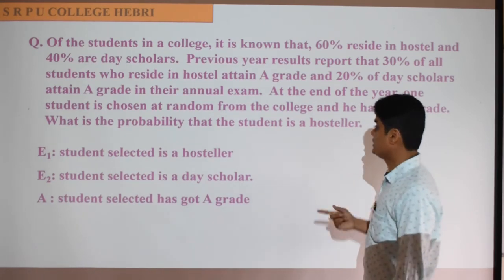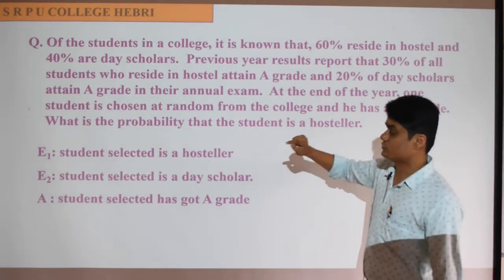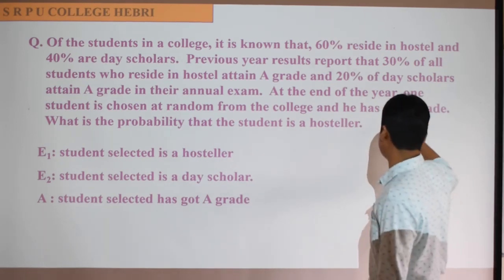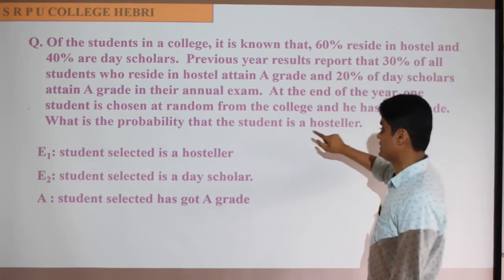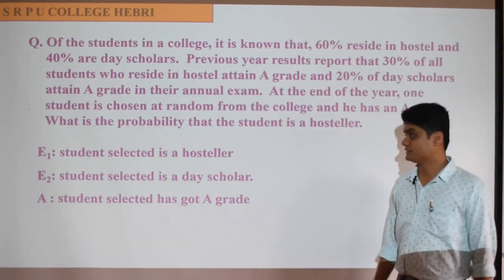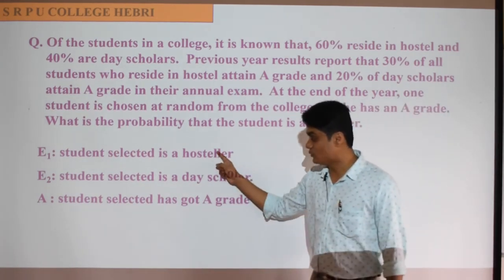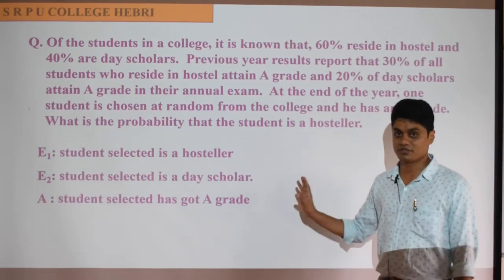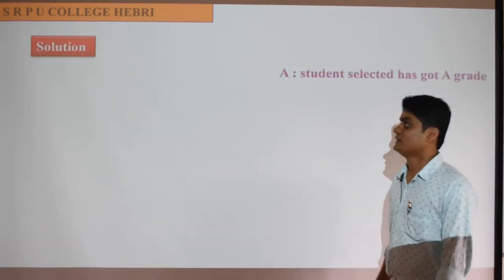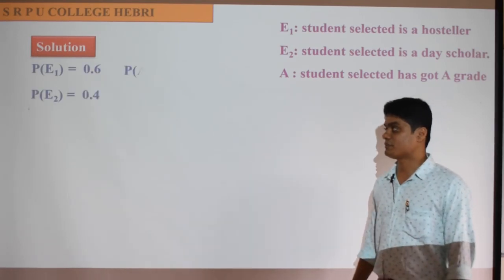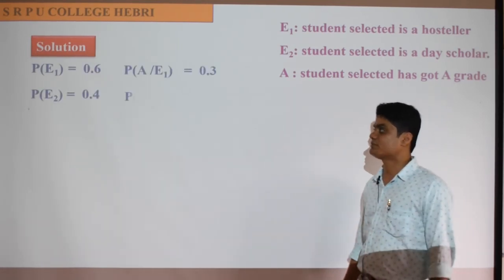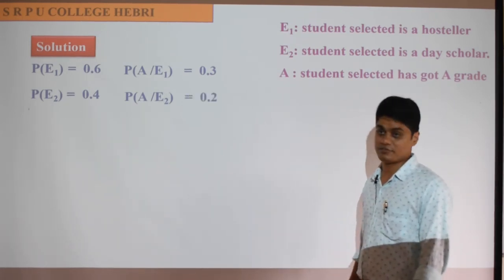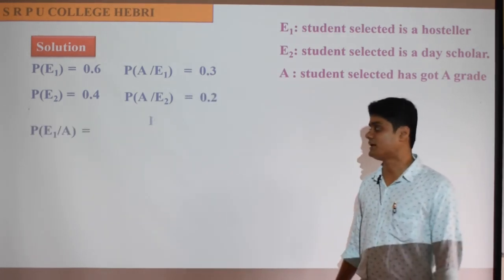So what is required? One student is chosen at random from the college and he has grade A. What is the probability that student is a hostelier? That is E1 bar A. You have to find out probability of E1 bar A. Did you understand the question? Remember the numbers, next level we need them. So probability of E1 is 60%, probability of E2 is 40%, probability of A bar E1 is 30%, and probability of A bar E2 is 20%. And what is required? Probability of E1 bar A.